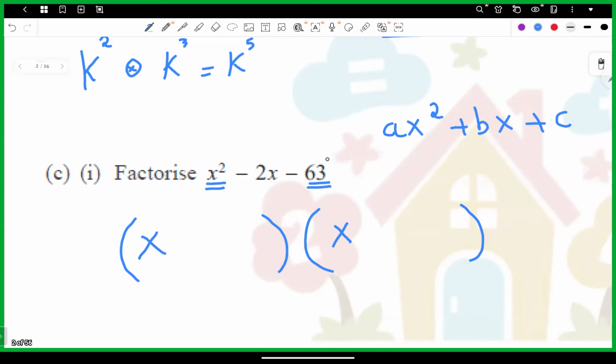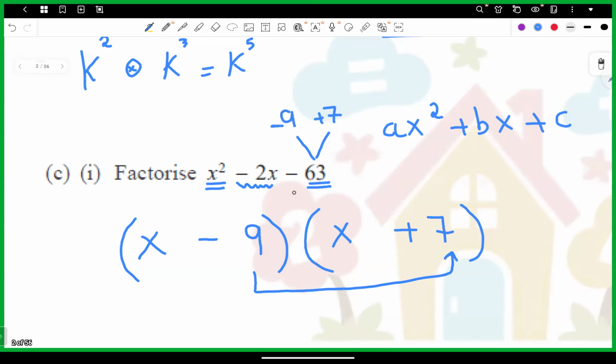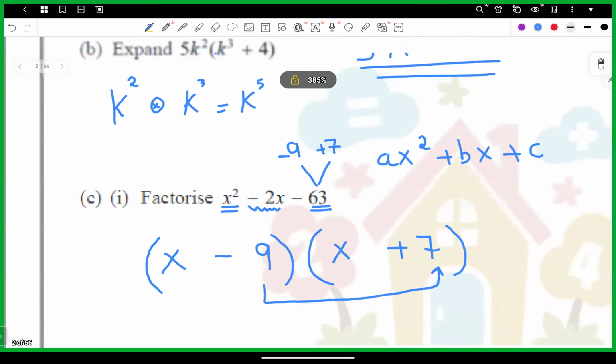I need two factors of 63. When you add these two factors together, you find minus 2. So 9 by 7 equals 63. But here in the middle term, I have minus 2. So I will bring down the minus or take away sign beside number 9. So it should be x minus 9 and this is x plus 7. If you multiply 9 by 7 equals 63, minus 9 by positive 7 equals minus 63.